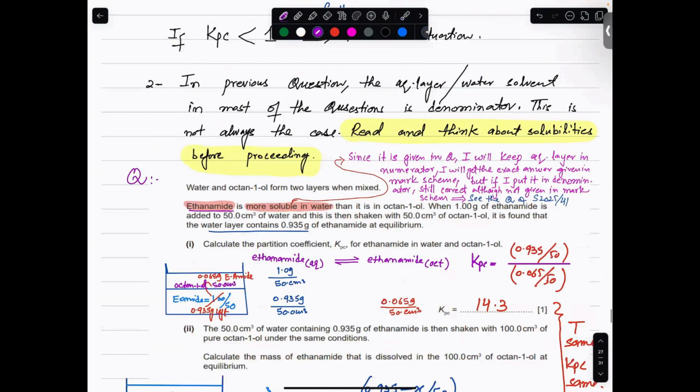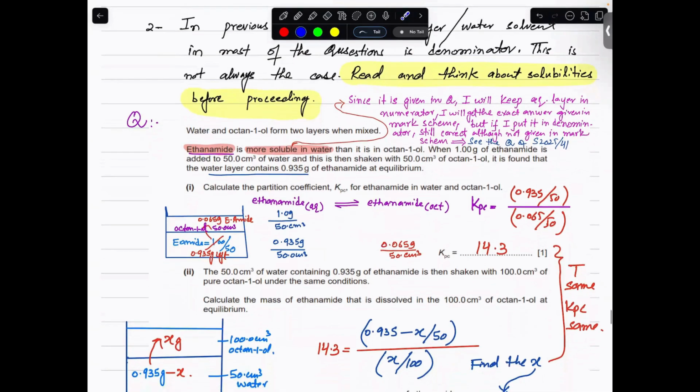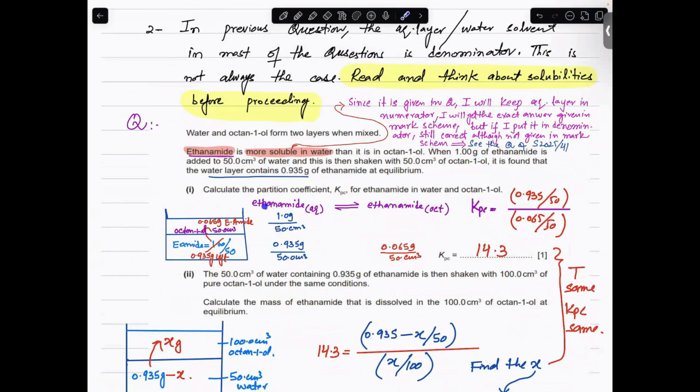Look, both are correct. But what will help you more? If they give you that it is more soluble, keep water in the numerator. You will get the answer that is given in the mark scheme. For example, see, ethanamide in water. Ethanamide is more soluble in water than octan-1-ol.